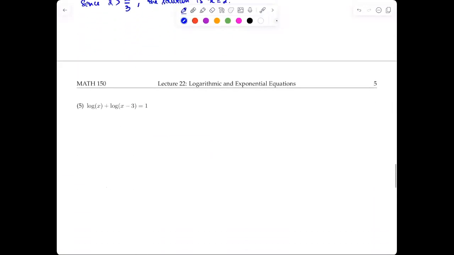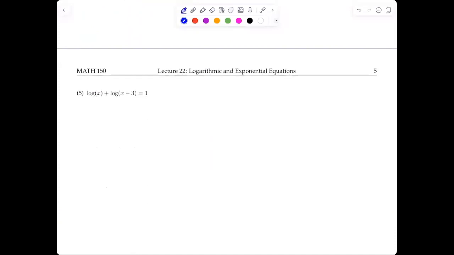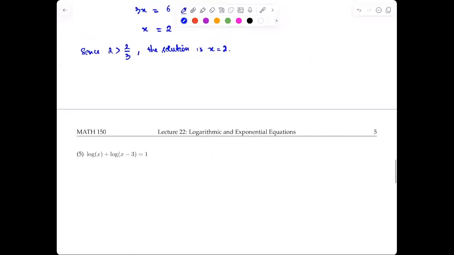All right, moving on to number 5. So I'm going to do number 5 and I'm going to turn it to you to do number 6. Okay. So number 5, you have log of x plus log of x minus 3 equal to 1. So log in this case by itself, that means log of base 10. So you need to find the domain of the function first. So there are 2 domains to consider. x greater than 0 and x minus 3 greater than 0, or x greater than 3.